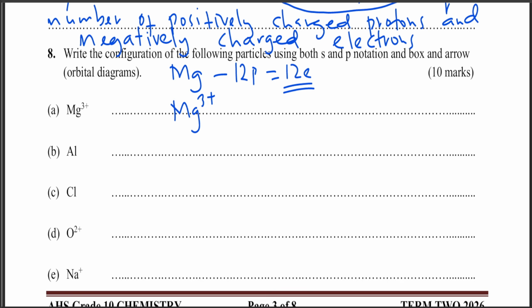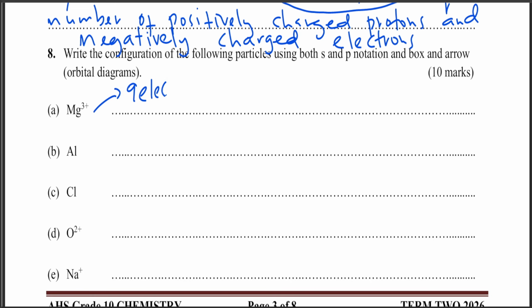So 3 plus means that it has 3 more protons than electrons, so automatically it lost electrons. If I take 12 minus 3, it's going to give you 9 electrons. So magnesium 3 plus has 9 electrons in its ion state. You need to know first how many electrons it has. But if it was a magnesium atom, then it's going to have 12 electrons.